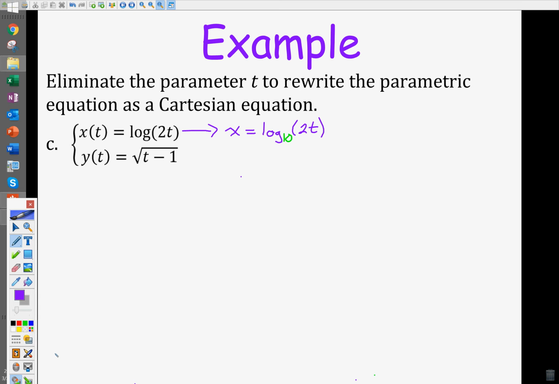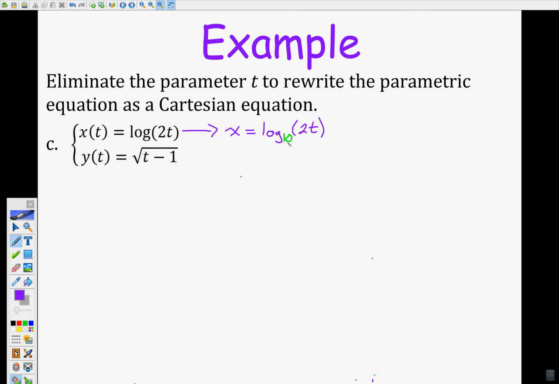And I'm going to change this to exponential form. So remember, you take this over and it bumps it up. So we get 10 to the x is equal to 2t. And this is just changing from log form to exponential form. And then I'm going to divide by 2. So I'm going to put my 1/2 out in front to make sure that nobody thinks that you can divide that 10 by 2, right?